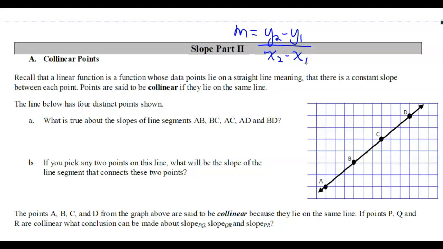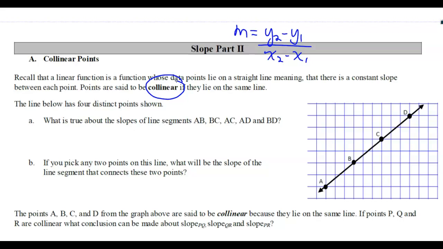Okay, so recall that a linear function is a function whose data points lie on a straight line. So if you plot the points and put a ruler, they should all be on that line if you were to graph over them. Meaning that there's a constant slope between each point. Points are said to be collinear. That's how we say it. Co means together. So all of those points together lie on the line.